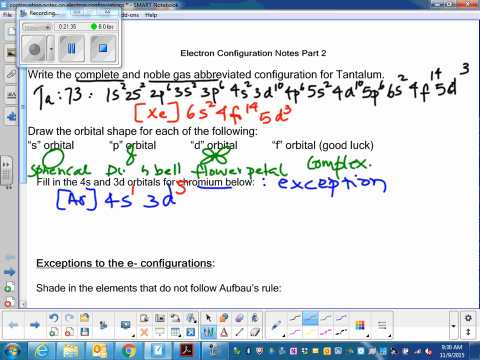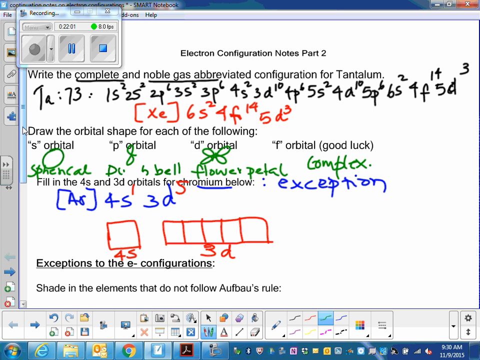They actually want you to depict the orbitals. So, I'm going to draw the orbital. How many orbitals do I draw for S? And how many do I draw for D? 5. So, 1, 2, 3, 4, 1, 2, 3, 4, 5. So, that's my 4s. That's my 3d.